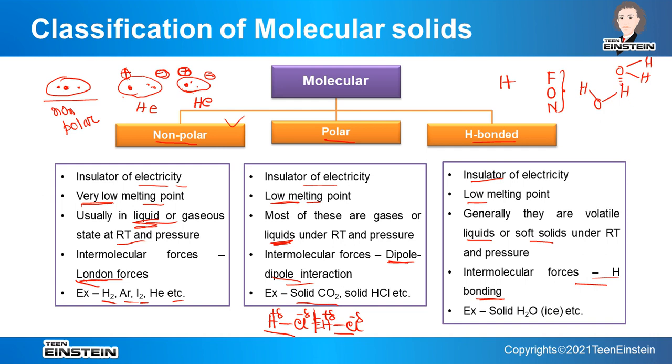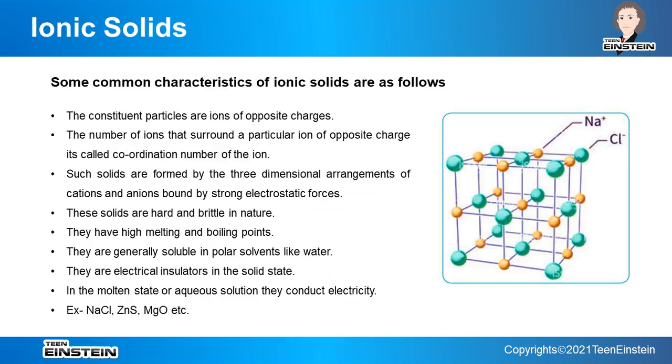So this is known as hydrogen bonding, and a very good example of this type of hydrogen bonding is solid H2O, that is nothing but ice. Fine. So these are the three categories under molecular solid. Next category is ionic solid. So ionic solid is based on ionic bond.